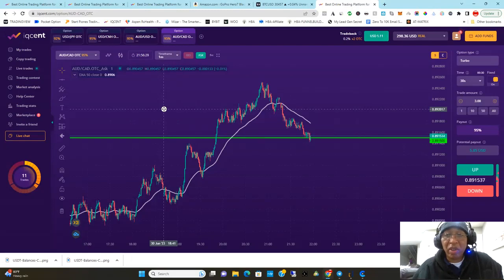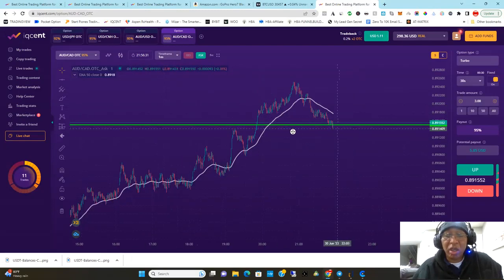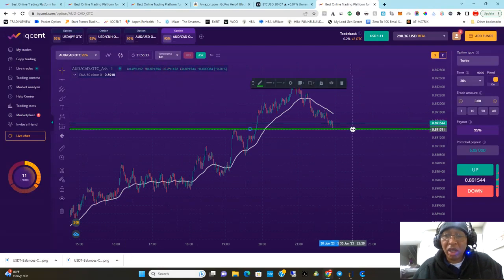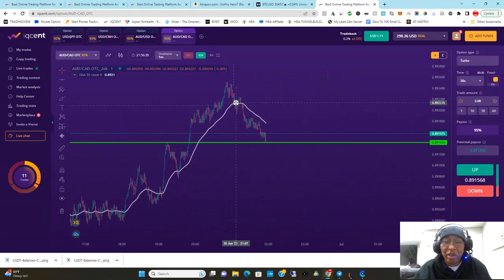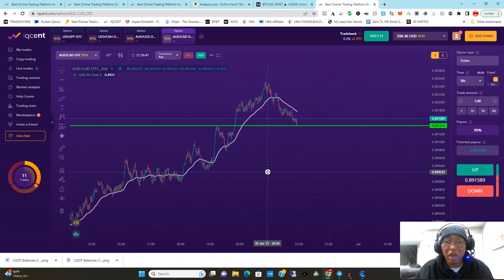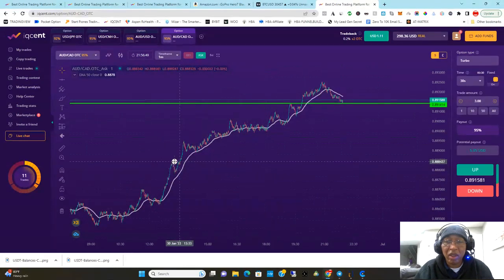Okay, so this is gonna be our lowest point now. So we're gonna just shift this line down here. And we wait, because that's now our lowest point after the cross. That's our lowest point so far. So if this comes down to that point, then we are going to enter the trade.